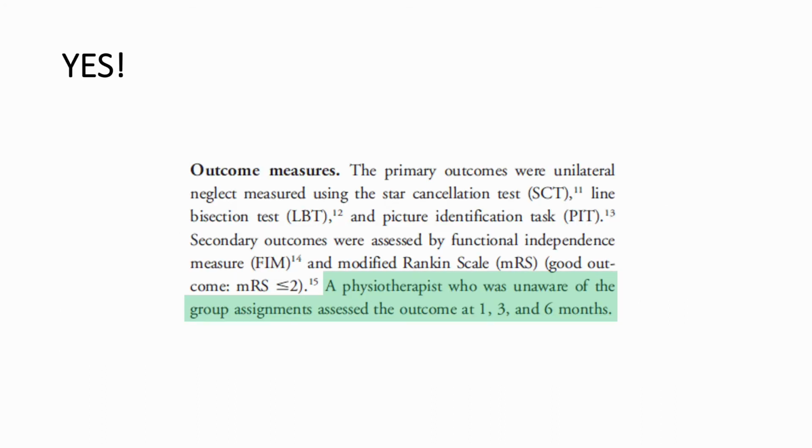These researchers did have blinding of the raters. In this case, they had one rater who was unaware of the group assignments, assessed the outcome at 1, 3, and 6 months. So their primary outcomes were not self-report measures. It was the star cancellation test, the line bisection test, and the picture identification task. So those are more task-oriented outcome measures. So even though the participants themselves weren't blinded, they were not self-reporting their outcomes. So yes, they did have a blinded rater in this study.